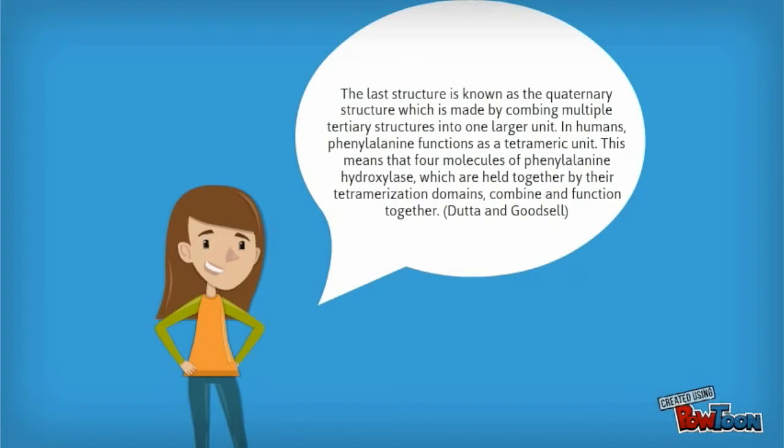The last structure is known as the quaternary structure, which is made by combining multiple tertiary structures into a larger unit. In humans, phenylalanine hydroxylase functions as a tetrameric unit. This means that 4 molecules of phenylalanine hydroxylase, which are held together by their tetramerization domains, combine and function together.